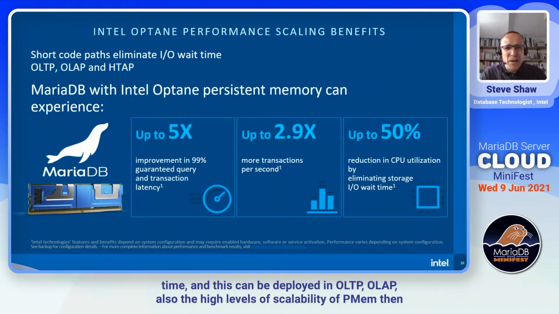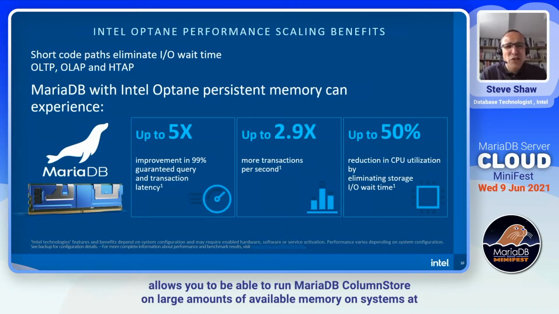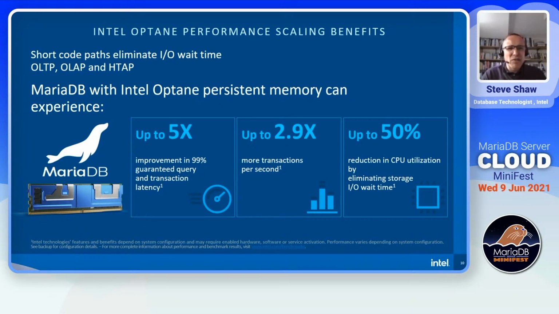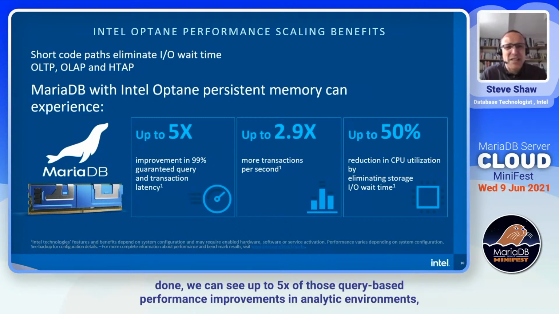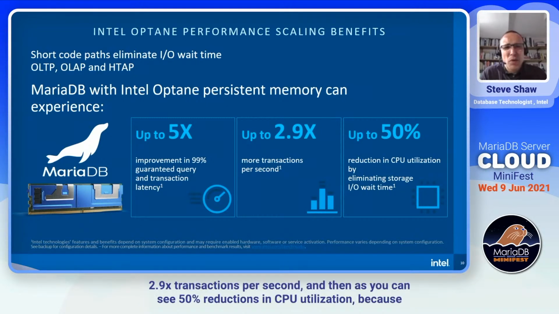Also, the high levels of scalability of PMEM allows you to run MariaDB ColumnStore on large amounts of available memory on systems at very high levels of cost-based efficiency as well. In some of the tests that have been done, we can see up to 5x query-based performance improvements in analytic environments, 2.9x transactions per second, and 50% reductions in CPU utilization, because we're not spending our time in I/O wait time on the storage.